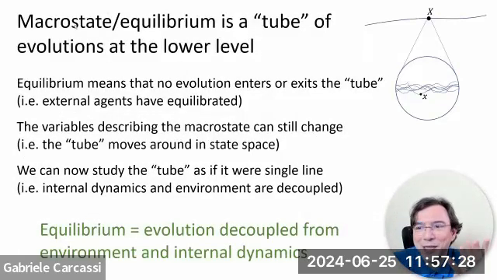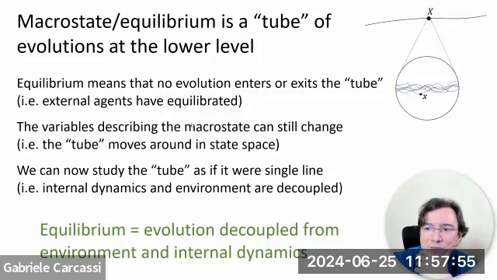And so the idea here is that you should think of the macrostate in equilibrium as a tube of evolutions at a lower level. At the lower level, you have things that go around, right? But all these things that go around are in the same tube. And then that tube is like your macrostate. And so an equilibrium means that no evolution enters or exits the tube. Everything stays inside. So external agents and external interactions have equilibrated.